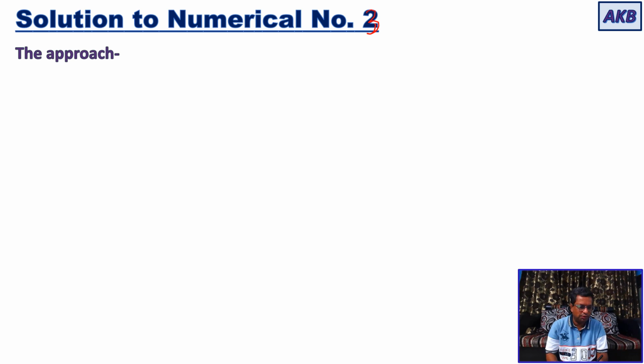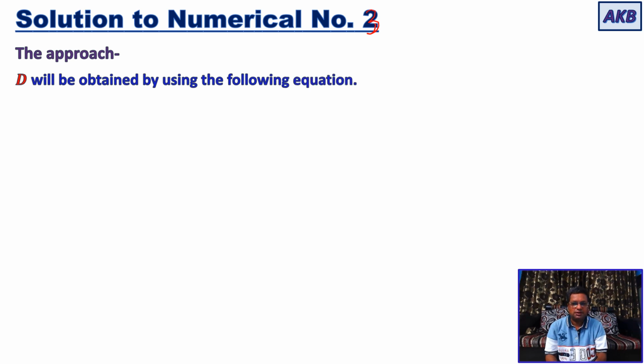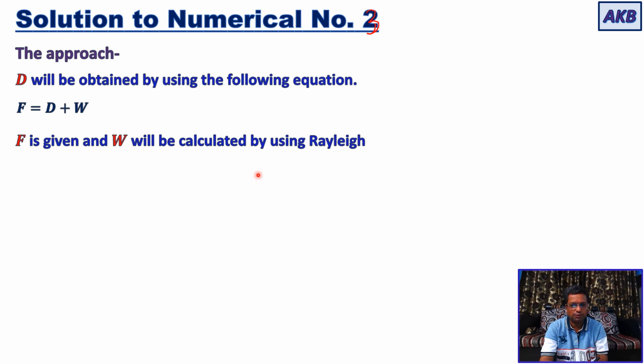What is the approach? How are we going to solve it? Earlier we have solved it graphically, then analytically, and now let us know the new approach. The new approach is we are going to get D by using the following equation. F is equal to D plus W, which is the steady state material balance that we can write for simple distillation. Then F is given and W will be calculated, and it will be calculated by using Rayleigh's equation.